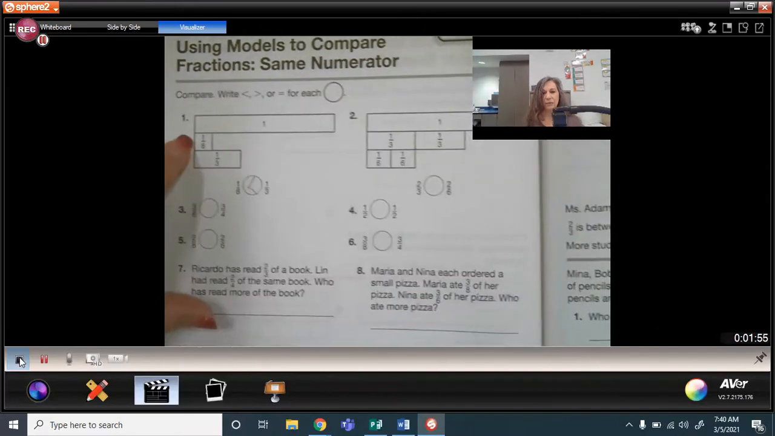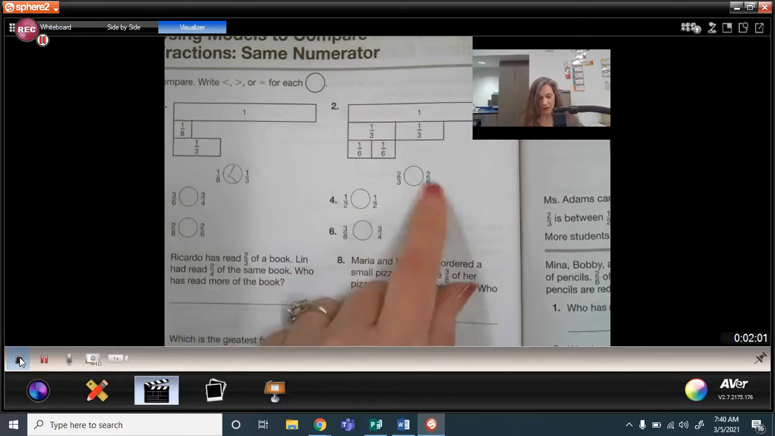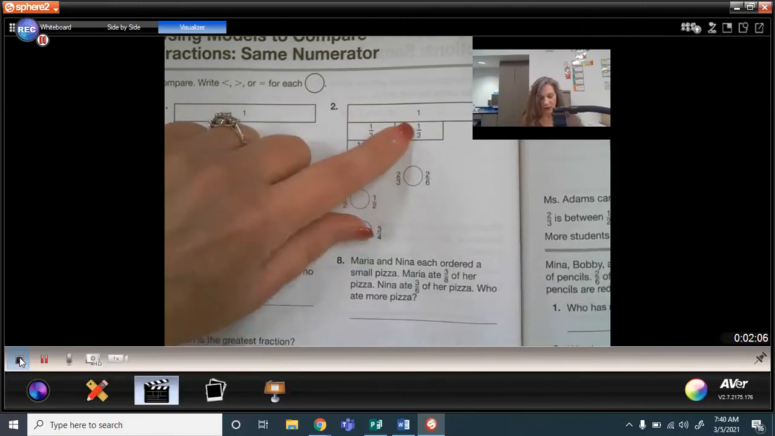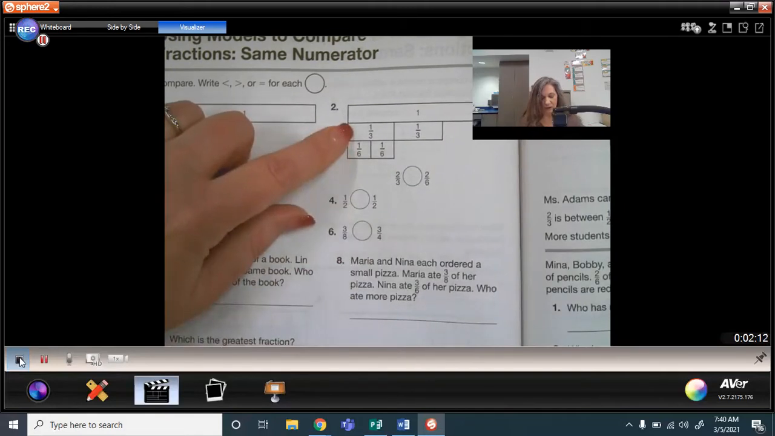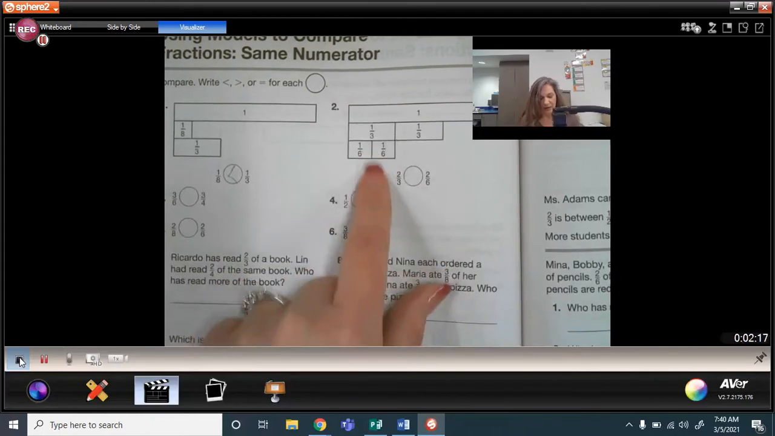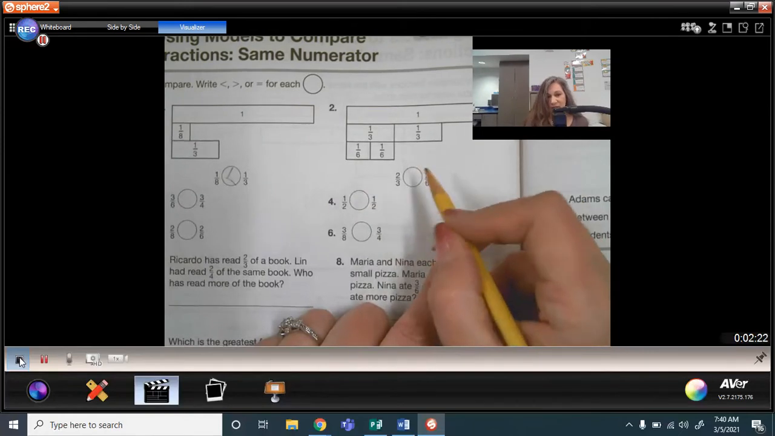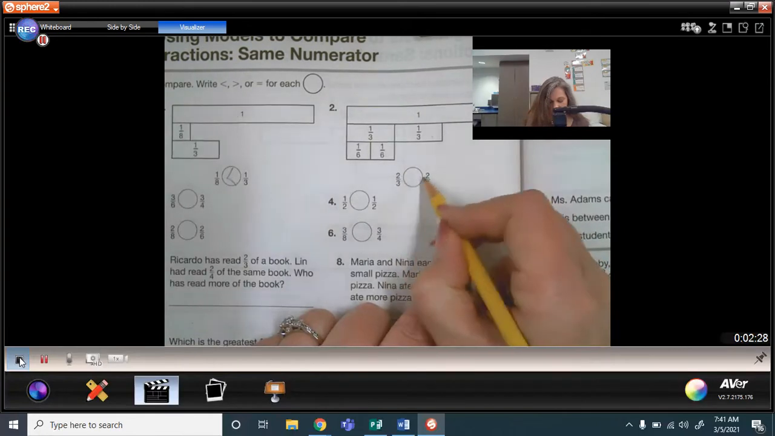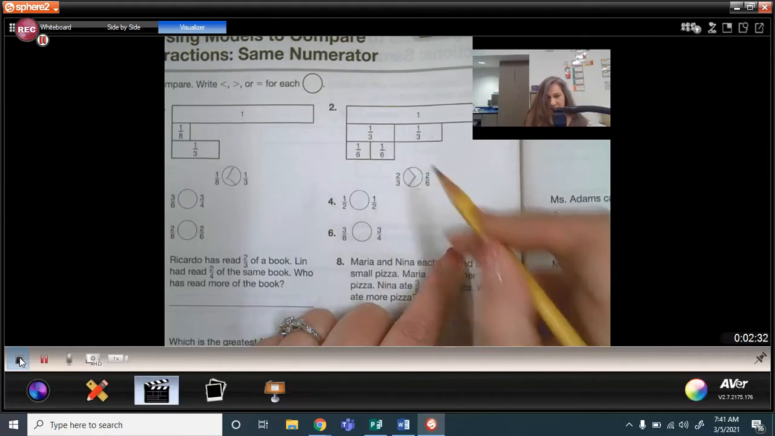Now, let's take a look at number 2. We have 2 of the third pieces and 2 of our sixth pieces. If I look at my 2/3 and my 2/6, remember your thirds are going to be larger than your sixths. If you cut a third in half into 2 pieces, you get 2/6, which we're going to talk about as equivalent fractions next week. But for right now, we're just comparing fractions. So we have 2/3 compared to 2/6. Our third pieces are larger than our sixth pieces.